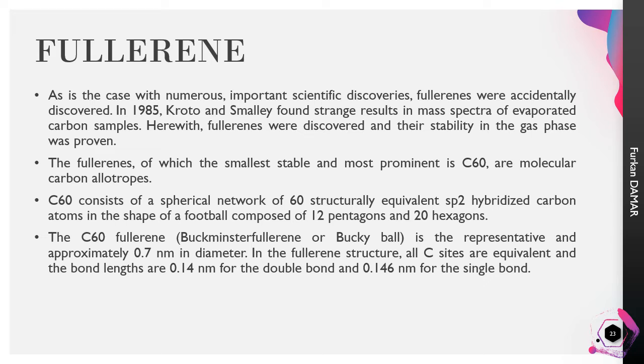The fullerenes, of which the smallest stable and the most prominent is C60, are molecular carbon allotropes. C60 consists of a spherical network of 60 structurally equivalent sp2 hybridized carbon atoms in the shape of a football, composed of 12 pentagons and 20 hexagons. The C60 fullerene, in other words Buckminsterfullerene or buckyball, is the representative and is approximately 0.7 nanometers in diameter. In the fullerene structure, all carbon sites are equivalent and the bond lengths are 0.14 nanometers for the double bond and 0.146 nanometers for the single bond.